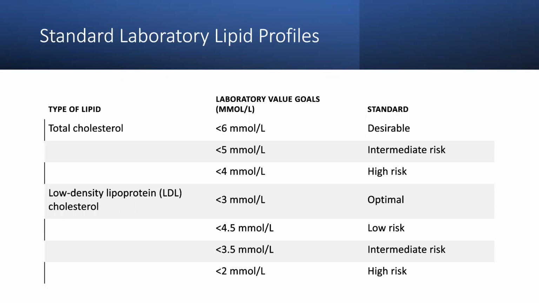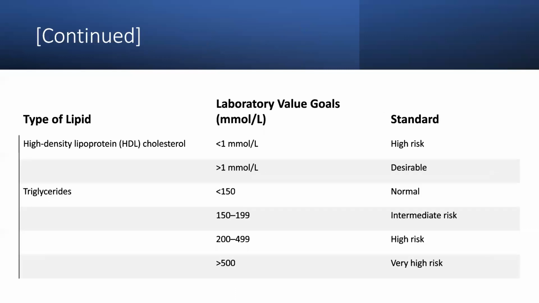Then there is LDL, low density lipoprotein cholesterol. In this, 3 is optimal, 4.5 is low risk, 3.5 is intermediate risk, and more than 2 is high risk. Again, it should not be lower values. Then we have high density lipoprotein, that is HDL cholesterol. If it's more than 1, it's desirable. If it's less than 1, it's high risk.